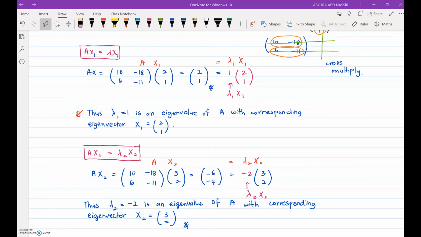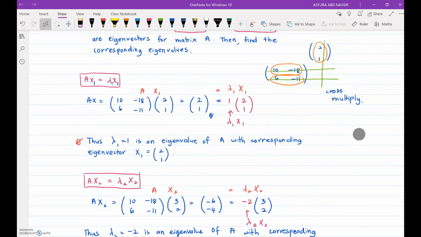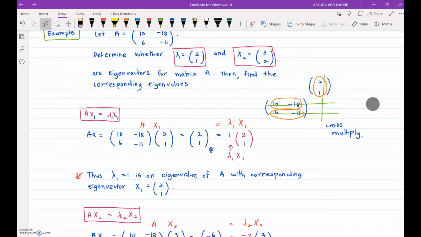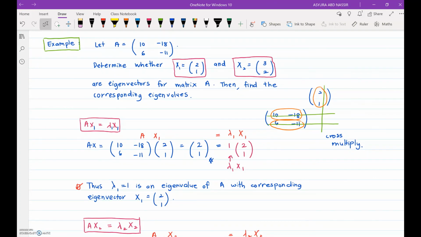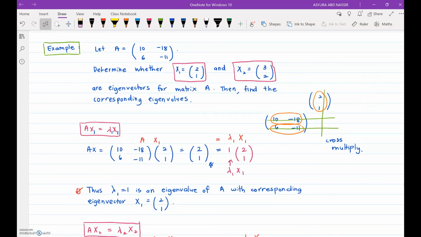You can use this kind of working or solution when you are given the eigenvector and you want to find the eigenvalue, or lambda.